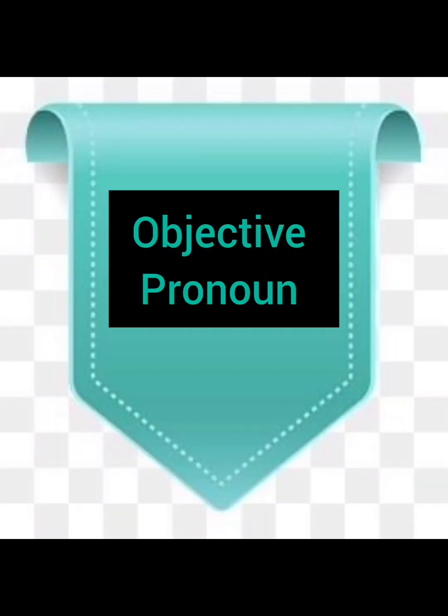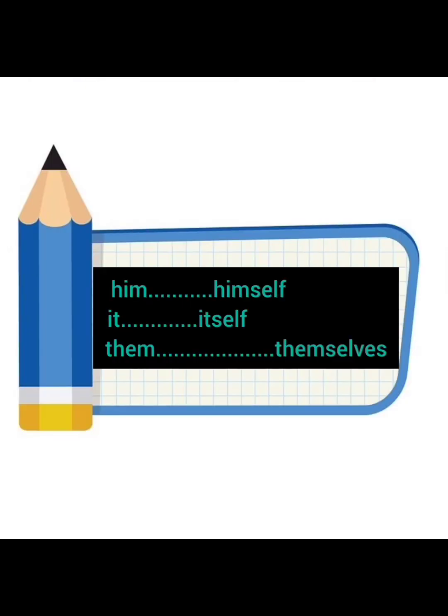Object pronouns. With the help of object pronouns, we make reflexive pronouns. For example, him, himself; it, itself; them, themselves. Let's have a look at the examples.